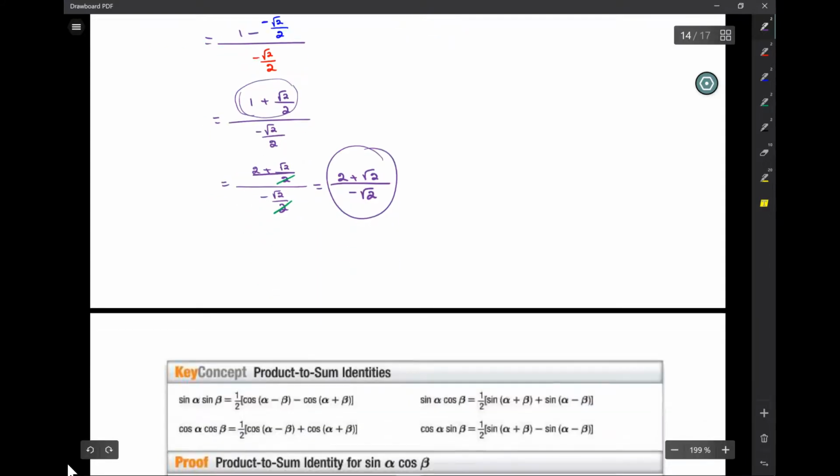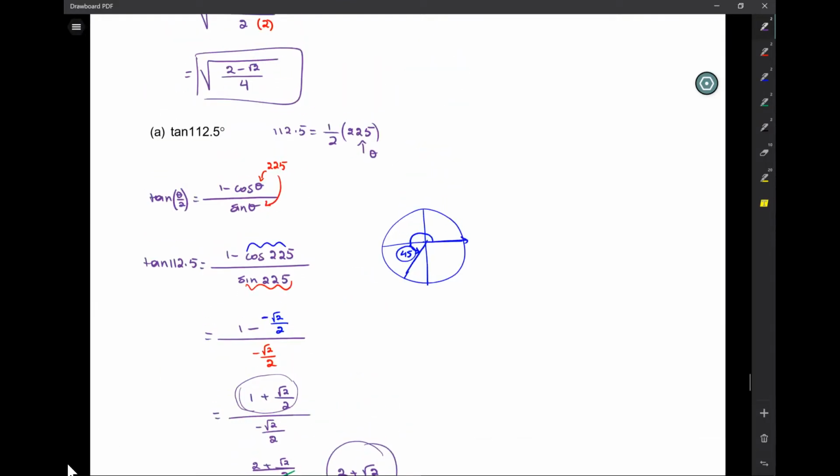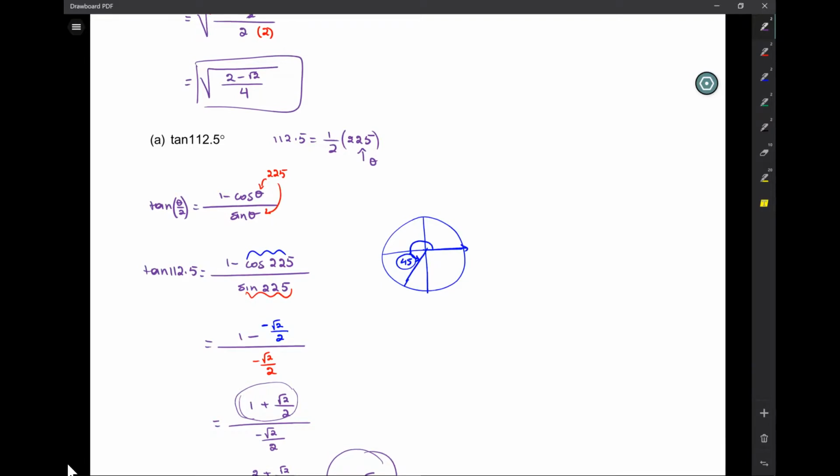What was the answer for example 3A? The first part of that. Wait, can you go back down for 2 seconds? Sorry.